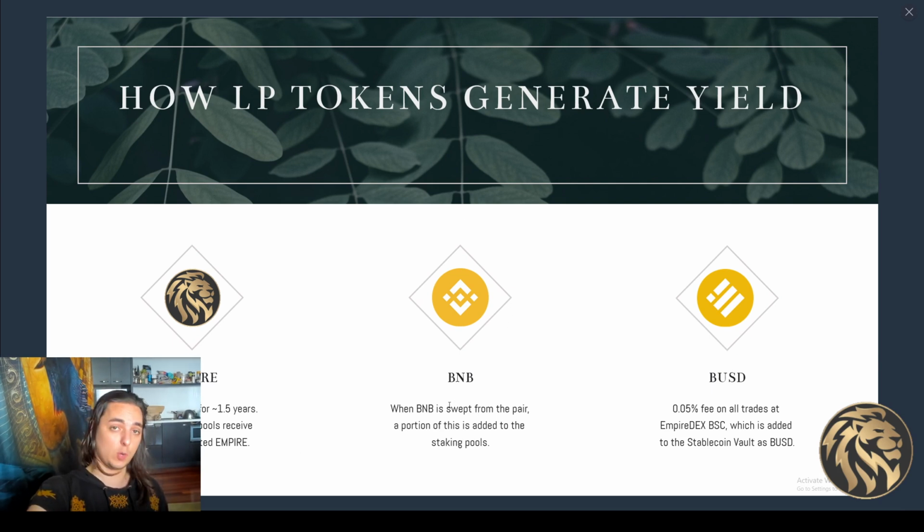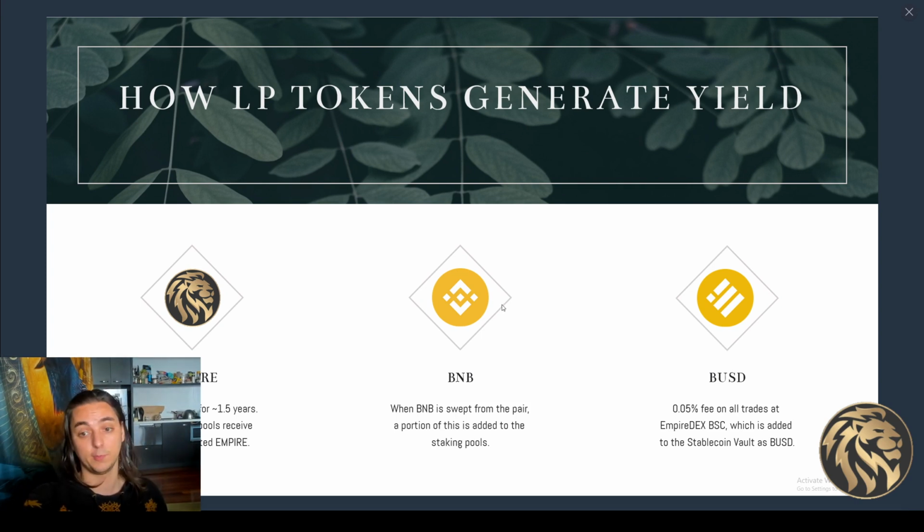The second revenue stream is BNB. When we do the sweeping that I mentioned before, we will add a portion of this BNB to the same staking pool. So you'll be able to stake your Empire BNB LP, and you'll be earning Empire, and you'll be earning BNB. And finally, of course, we have this stablecoin vault, which is basically a profit sharing initiative.